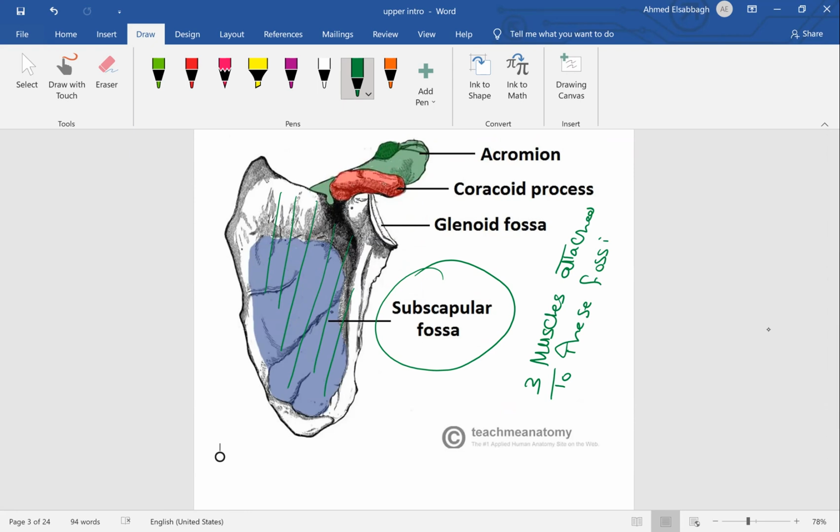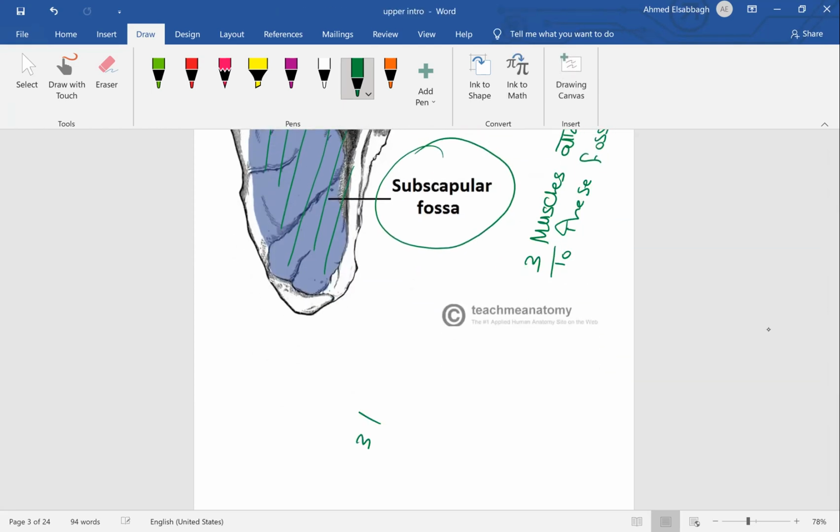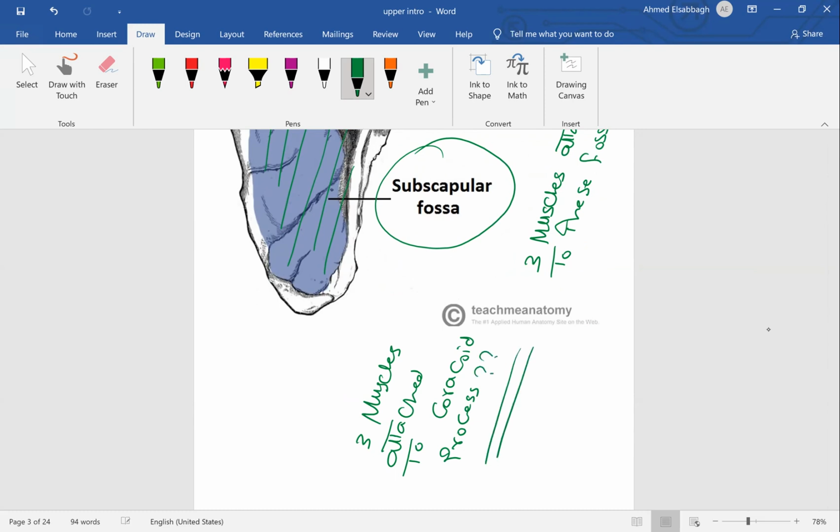This large process in the scapula is called the acromion, and this small one is called the coracoid process. This coracoid process also has three muscles, so we have three muscles attached to the coracoid process. During this lecture, we will collect the answers to these four questions.